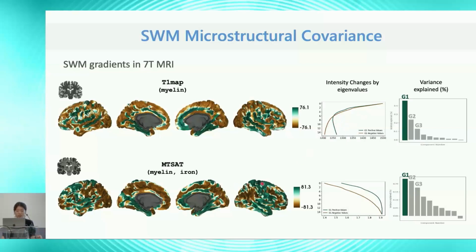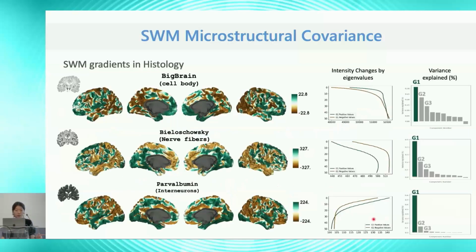For MTSAT, the gradient showed similar intensity changes to T1 map, especially in central sulcus and insula regions, but it also includes the frontal lobe. But the intensity changes by eigenvalue show marked differences in the superficial white matter and converge around 3 millimeter. And the histological gradients are more complex.